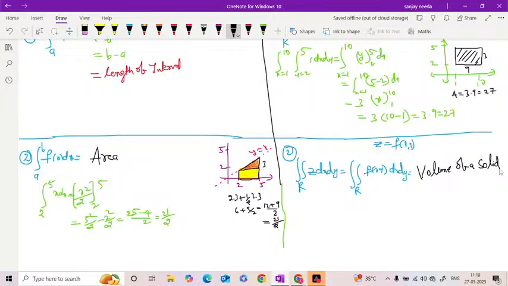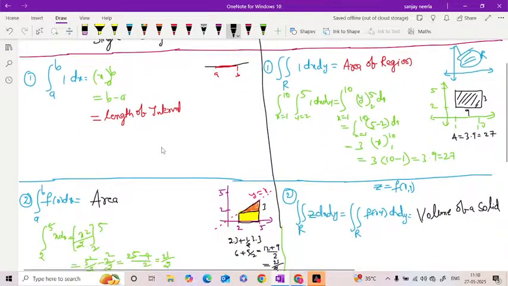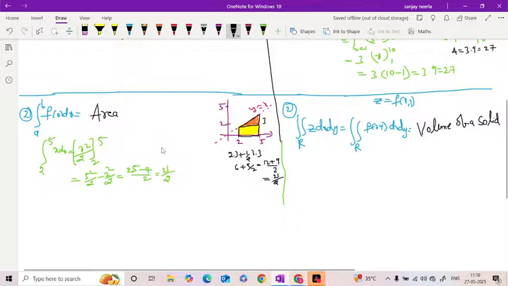In the single integral we get the area, and in the double integral we get the solid, by taking the function. Without the function it is only the length of the interval, but after taking the function it gives the area. So this is the second point, and we will see one example problem next.